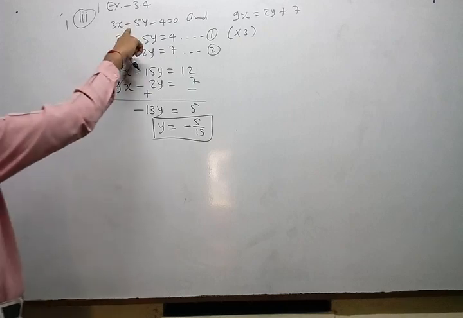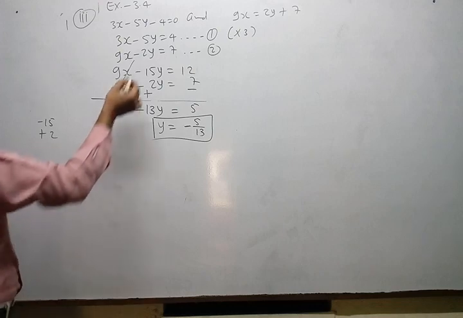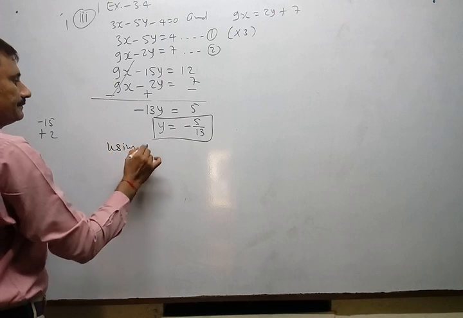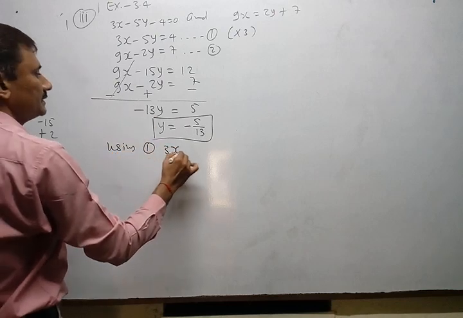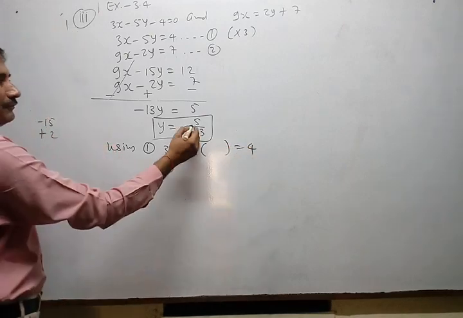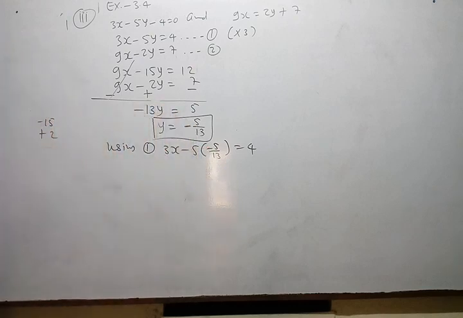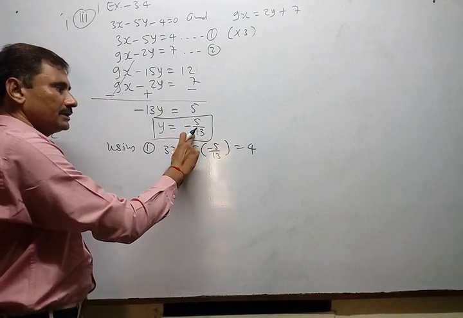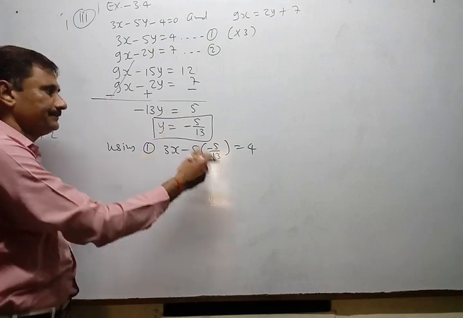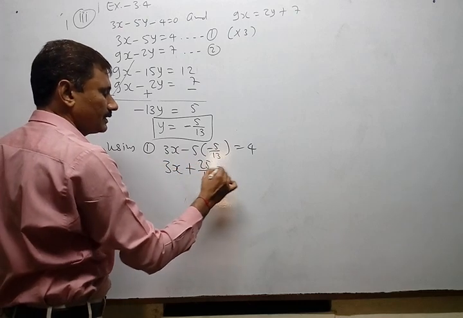Now either using first or second, get any one. So now I just using 1. So using 1, 3x minus 5y equal to 4. Instead of y, I have to write minus 5 by 30. Sign is allotted to numerator. Okay? Whether you make sign here or in between, they are considered the sign of numerator. So it becomes 3x plus 25 upon 30 equal to 4.